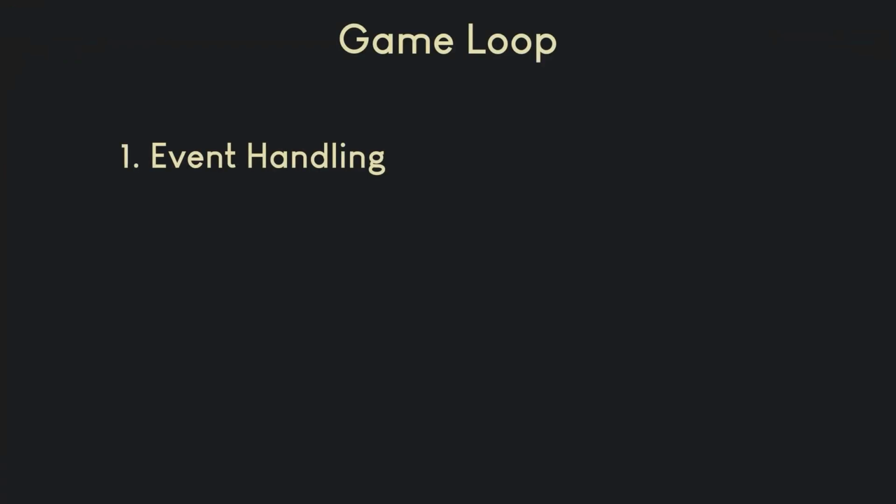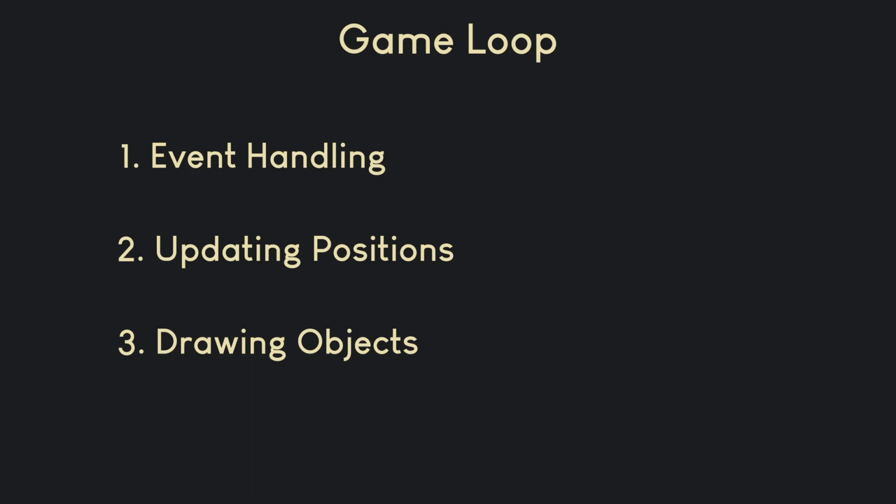1. Event handling. First, we need to check for any events that occur in the game, such as quitting the game, a key pressed on the keyboard, etc. 2. Updating positions. Next, we update the positions of all the game objects, such as the snake and food, based on the events we detected in step number 1. 3. Drawing objects. Finally, we draw all the game objects in their new positions on the screen. This step uses the raylib graphics functions to render the objects in the display.